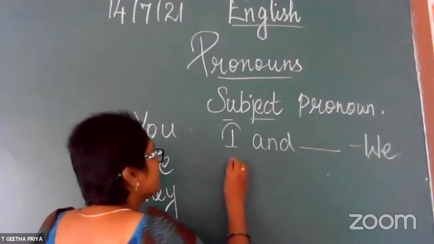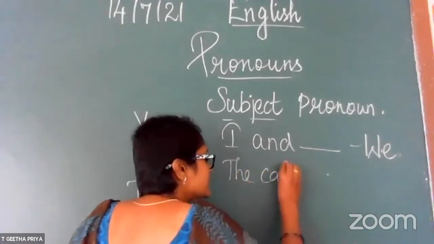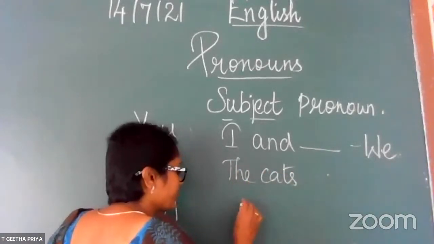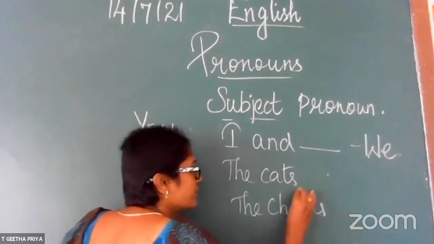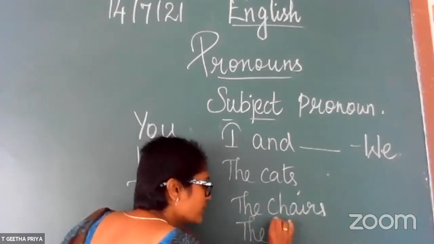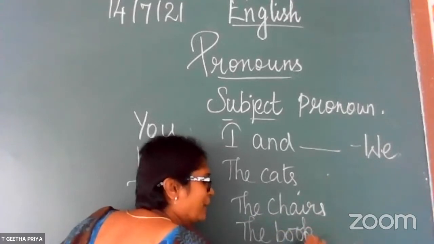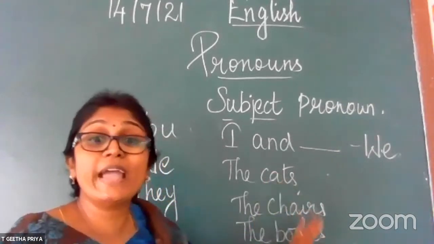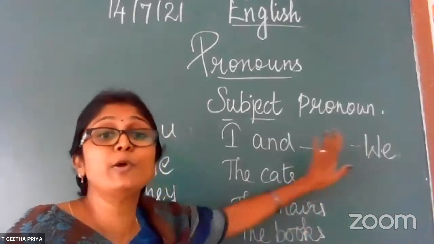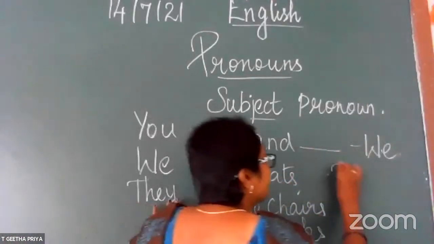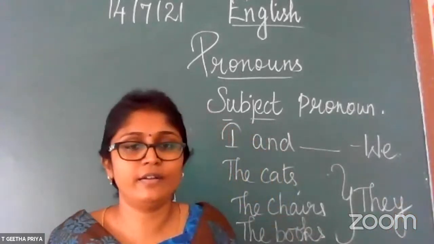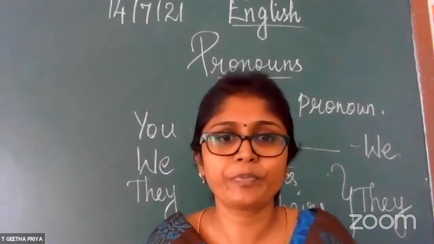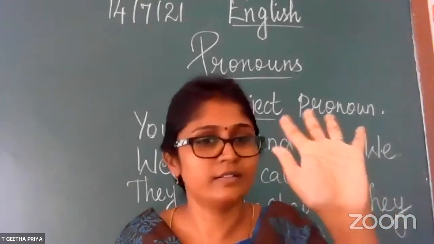Birds, the cats, the chairs, the books. We have only plural naming words like this. We have to replace these plural naming words with the pronoun they. Got my point, children? Ma'am, we have to write.